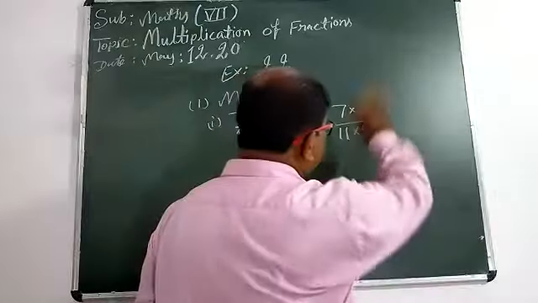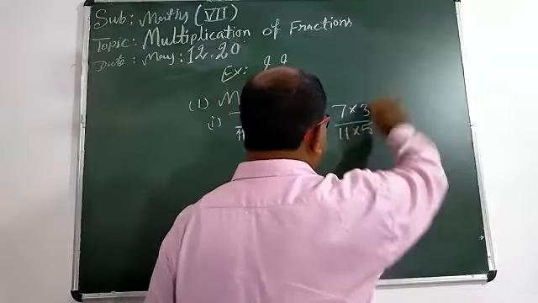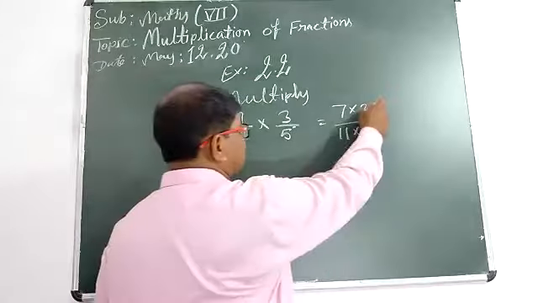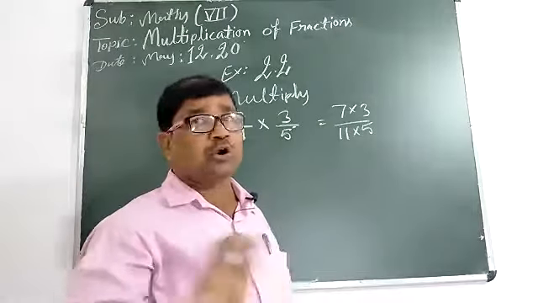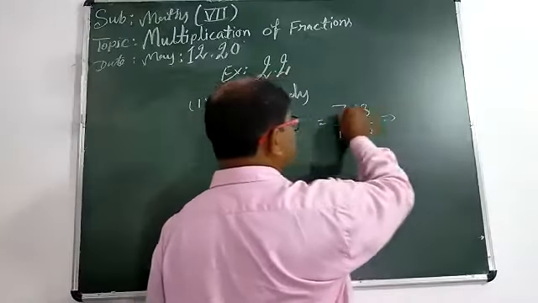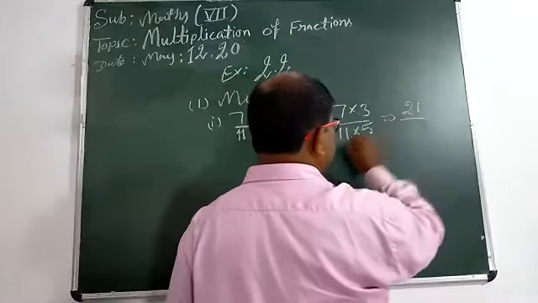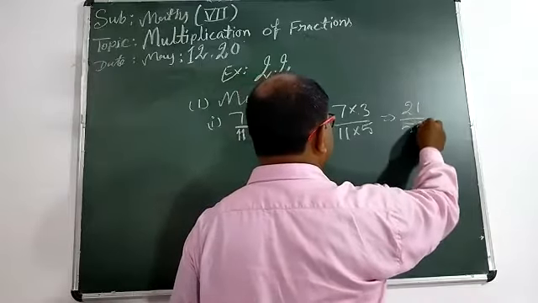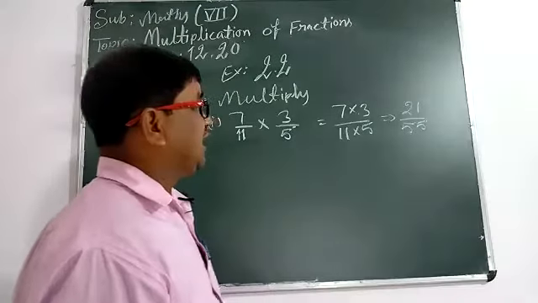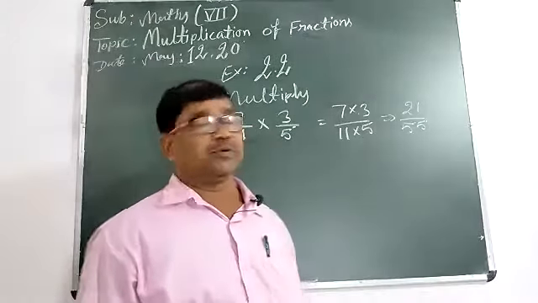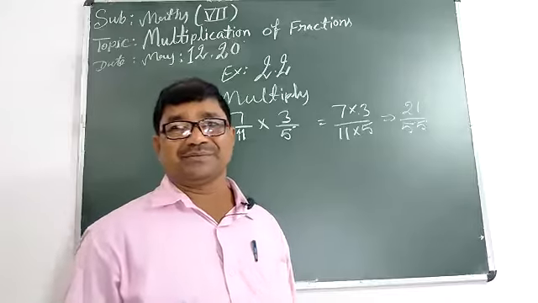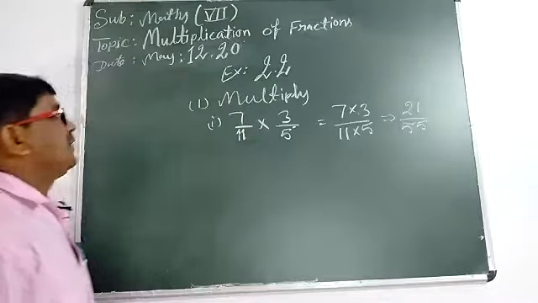Now we should find the common divisor. No common divisor between 5 and 7. No common divisor between 3 and 11. So no common divisor here at all. Now we should multiply: 7 3s are 21 and 11 5s are 55. So our product is 21 upon 55.